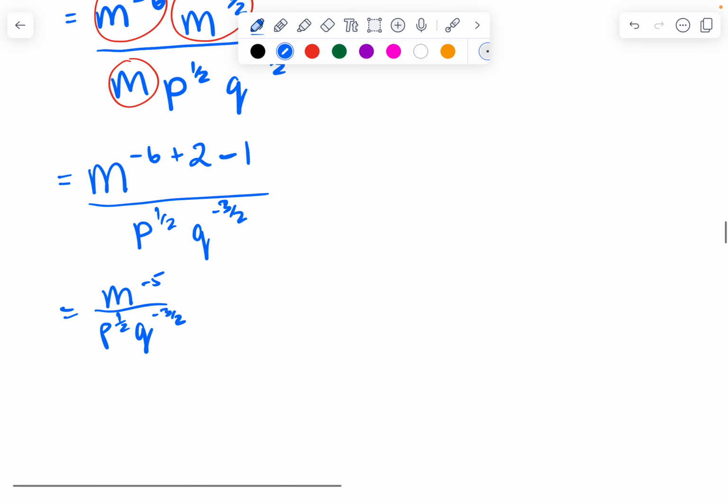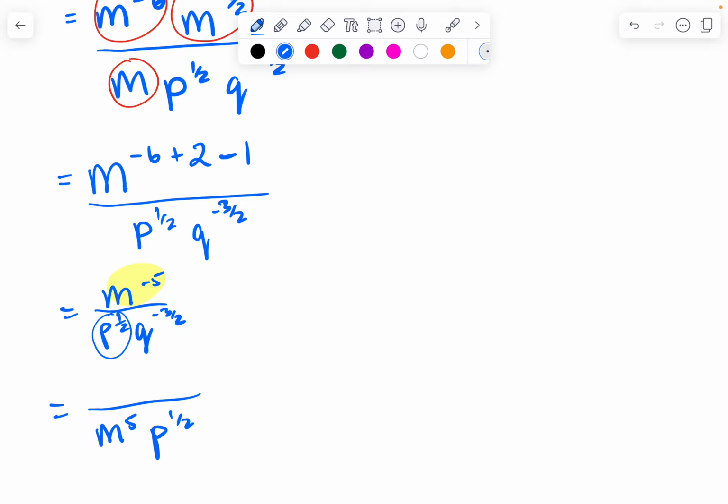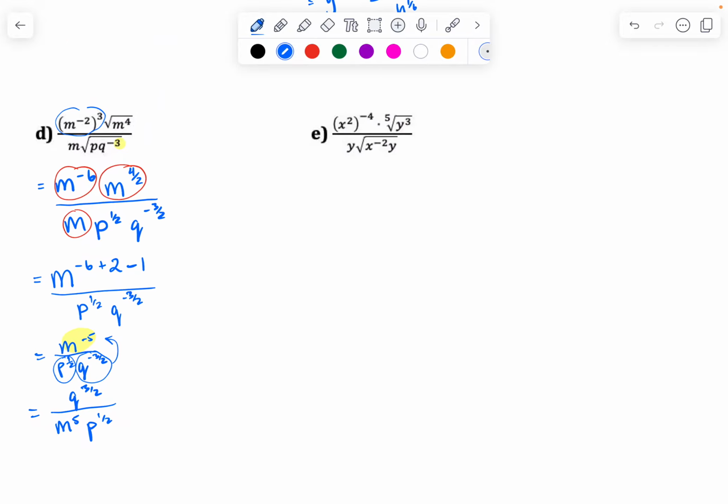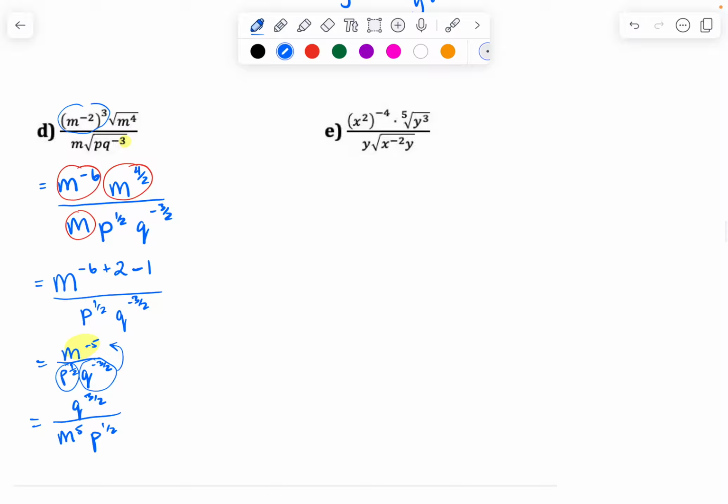All right. So because this is a negative exponent, that's going to go in my denominator. So m to the 5th. P to the half is already in the denominator, so it stays there. Okay? And the q, because it's negative, it actually moves from the denominator up to the numerator. So q to the 3 over 2. Okay? Because instead of dividing by q to the 3 over 2, we would multiply by the opposite. Okay? So that's how that one works.